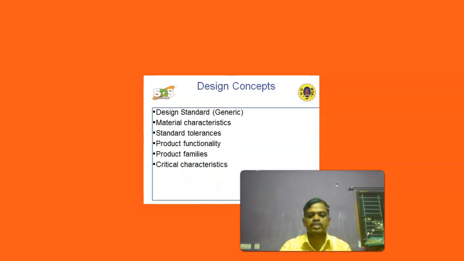Design concept. Next one is the design concept: the standard designs, material properties, standard tolerance, product functionality, product families, and critical characteristics. Design and standards are very essential in manufacturing sectors. Example: we buy a product from outside of our country. Suppose any part is damaged or fails, we can manufacture that component inside our country.